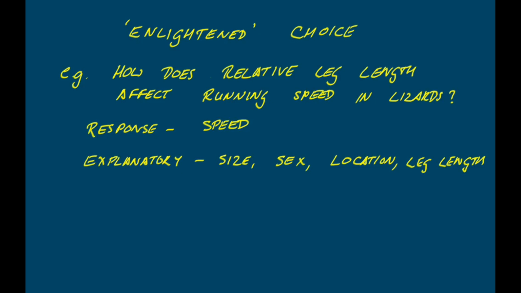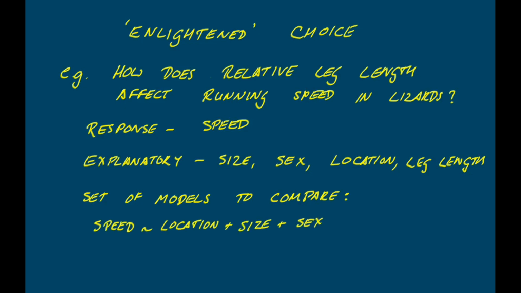So what we might do is compare a set of models looking like this. So first of all, we have a model which doesn't include leg length at all. So this is just including these terms, which we think we're going to include in all of our models. Then we have the same model but with the main effect of leg length added. And if we compare these two models together, that's going to tell us whether relative leg length does indeed have an important effect on the speed at which these lizards run.